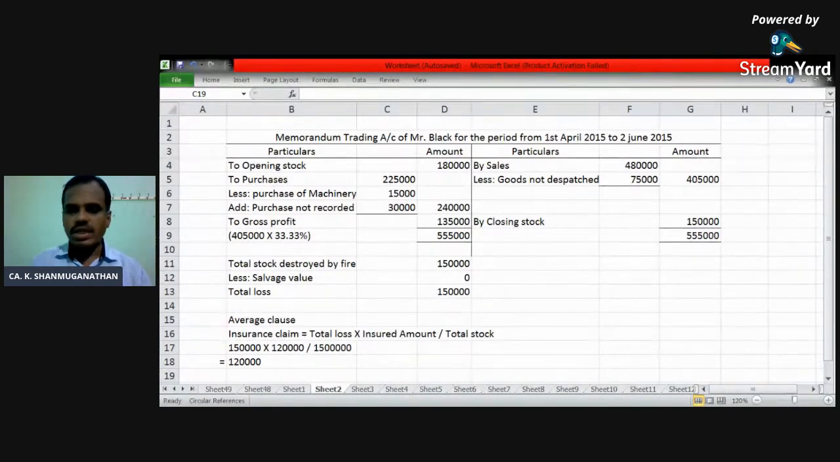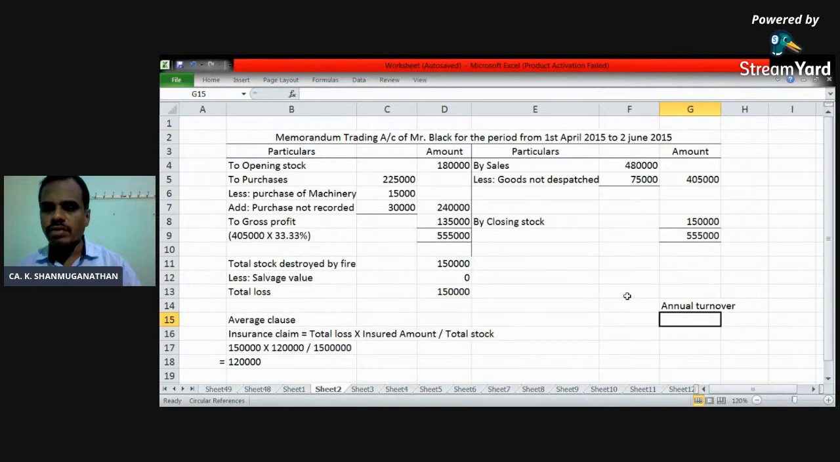First, what is annual turnover? The turnover during the 12-month period. Let me repeat, annual turnover is the turnover during the 12-month period immediately before the date of loss. So we will go back to the Excel sheet. I am explaining to you now the word called annual turnover. Now what is annual turnover? It is the turnover during the 12-month period immediately before the date of loss.